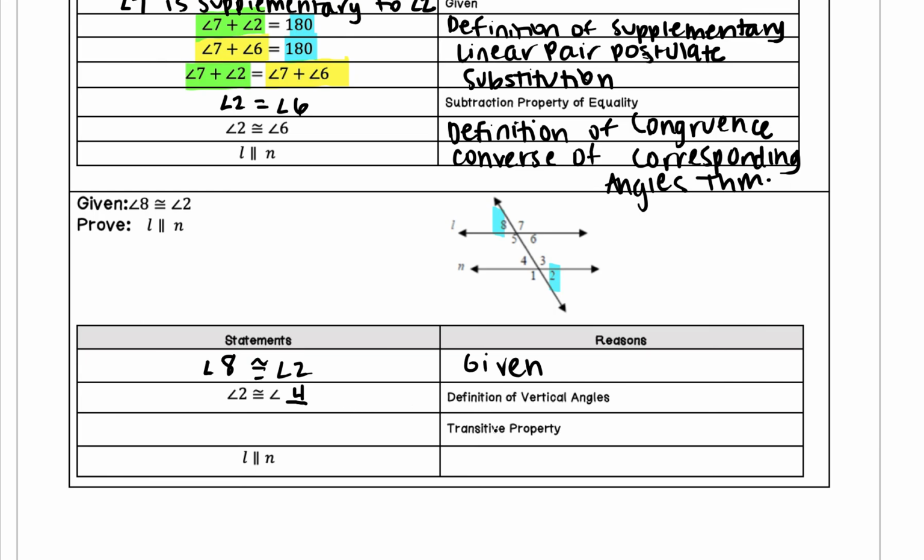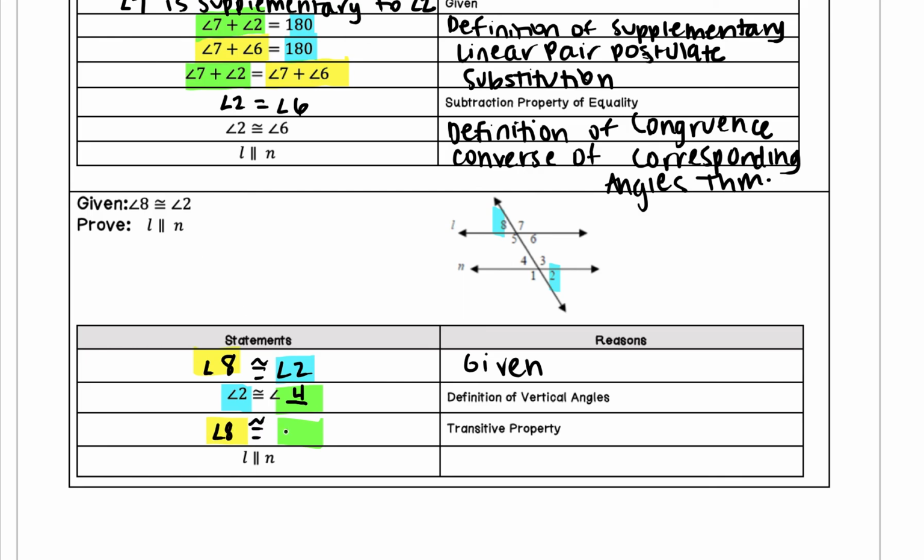And then it's saying that I'm going to be using the transitive property, which is very similar to the substitution property. And we can see that we repeated angle 2 in both statements we've used so far. So we can use that with the transitive property to say that yellow and green, or angle 8 and angle 4, will also be congruent.